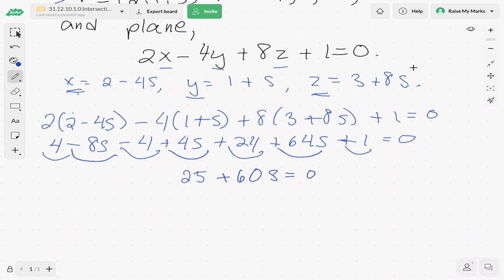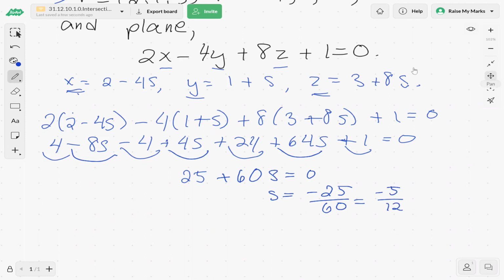Now we're going to solve for s. So s equals negative 25 over 60. I think we have at least a common factor of 5. It looks like our s is negative 5 over 12.